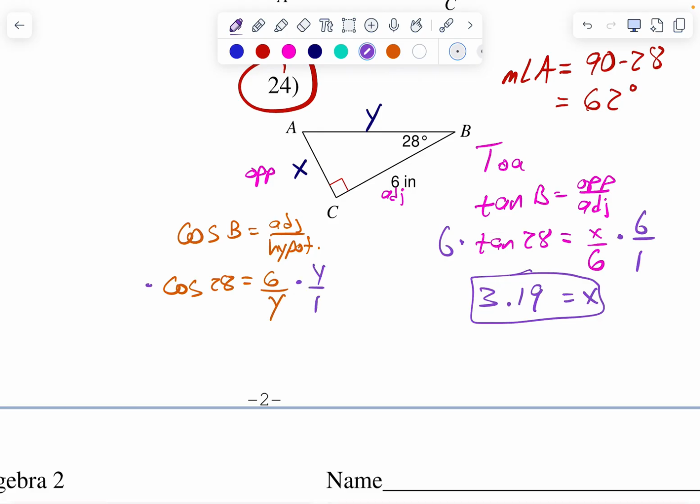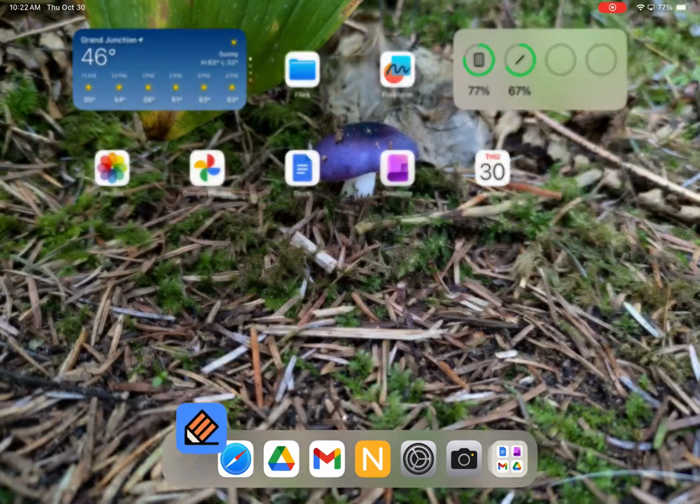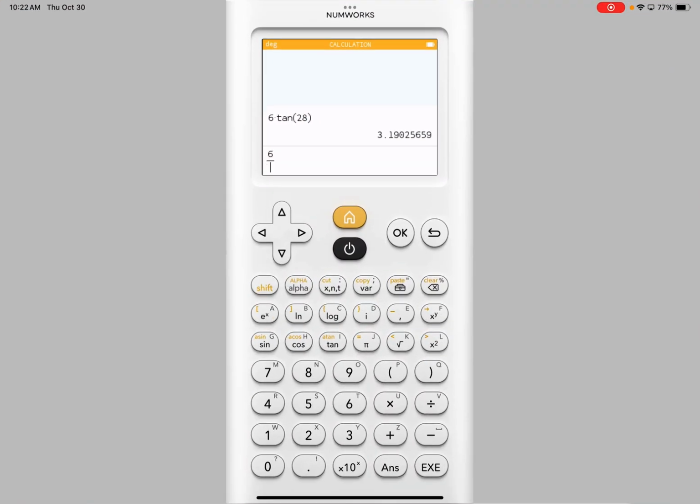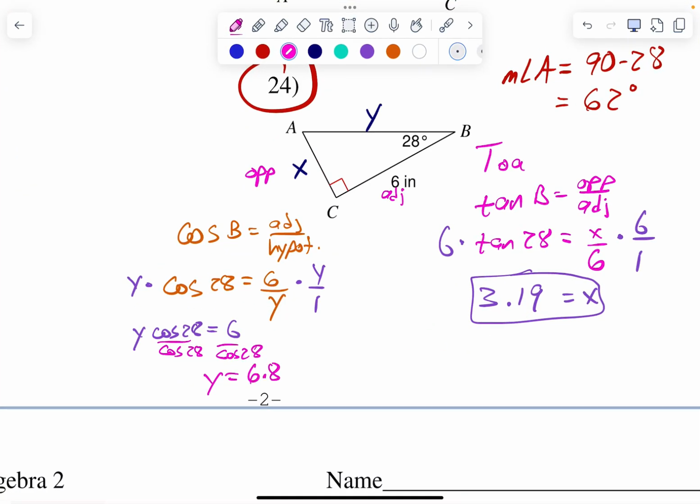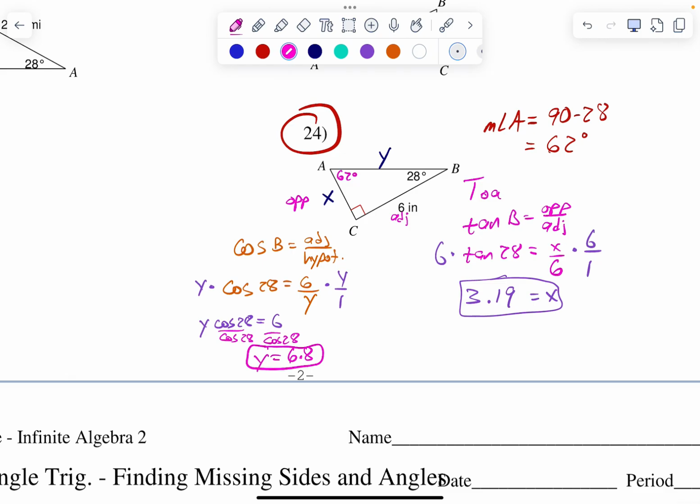Yeah, just multiply by it. And then we'll get y cosine 28. Cosine 28 is just a number, so we'll divide by it. And we'll get 6 over cosine 28. 6.8. We'll round to the nearest tenth there. So 6.8. All right, we have 3 known side lengths and 3 known angles. So the triangle is considered solved. Any questions on that one?